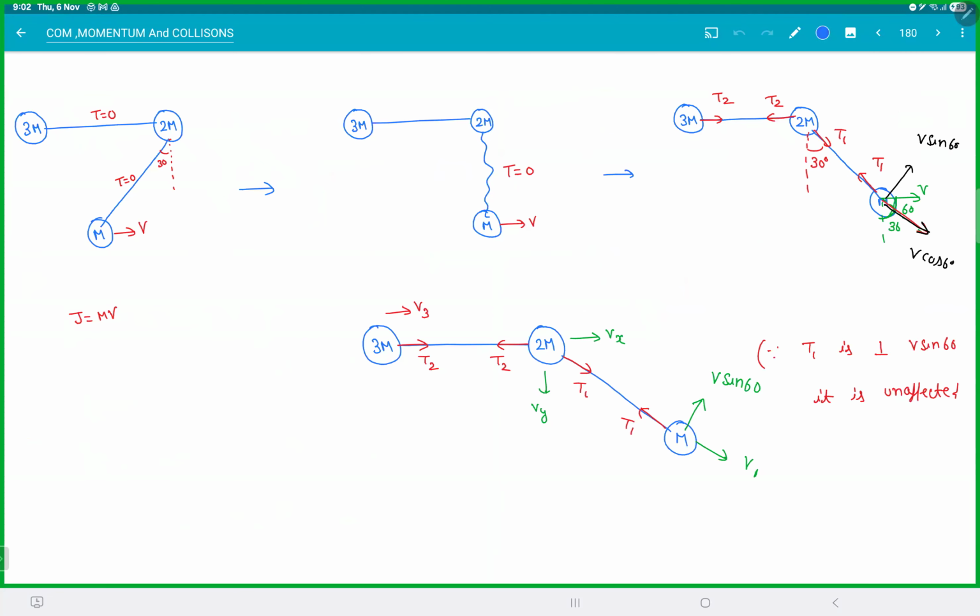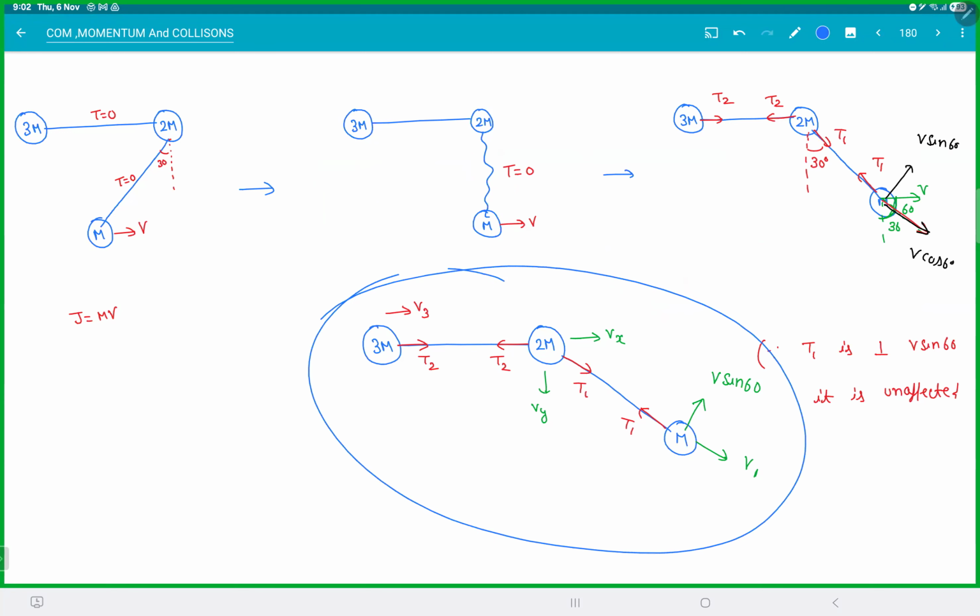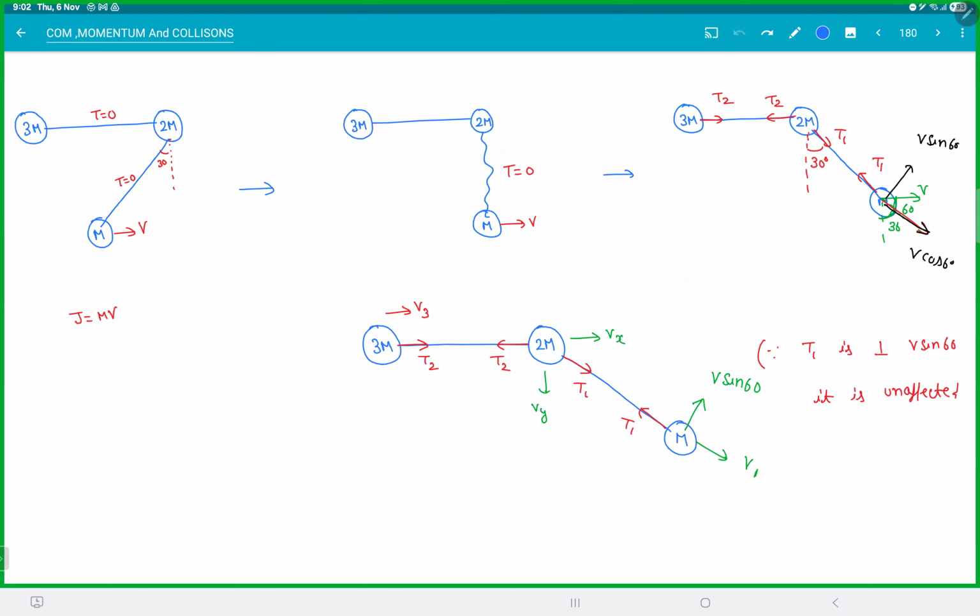First of all, is this picture clear? How will the diagram look? The string will become loose, and once the ball goes to the other side by 30 degrees, it will become tight. So T1 will pull m and 2m, and because 2m is moving, T2 will come, that will pull 3m. So this is how the velocities will look just after the string is tight. 3m will go horizontally, 2m we don't know how it is going, so we'll take Vx, Vy. The m will have two components: V sin 60 will not change, whereas the velocity along the string will change.